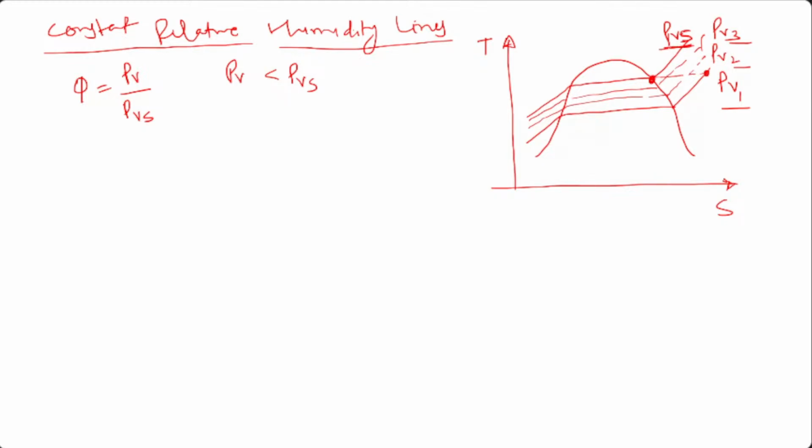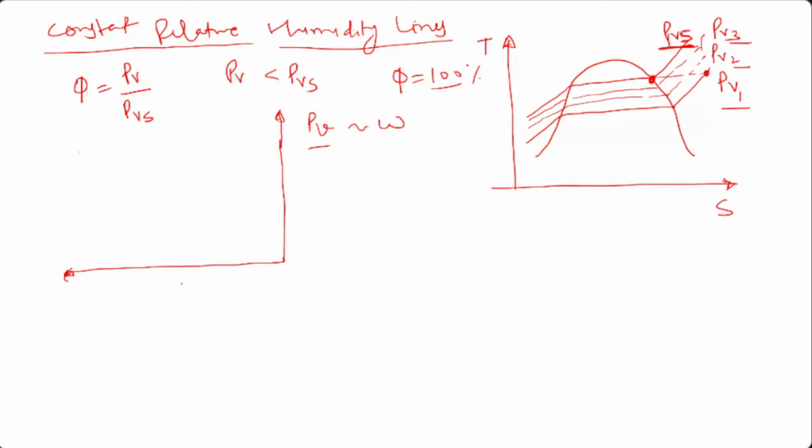What is the relative humidity? Phi equals unity, 100%. So if we draw the psychrometric chart, here we have the Pv, or either we can have the omega, whatever the requirement is.